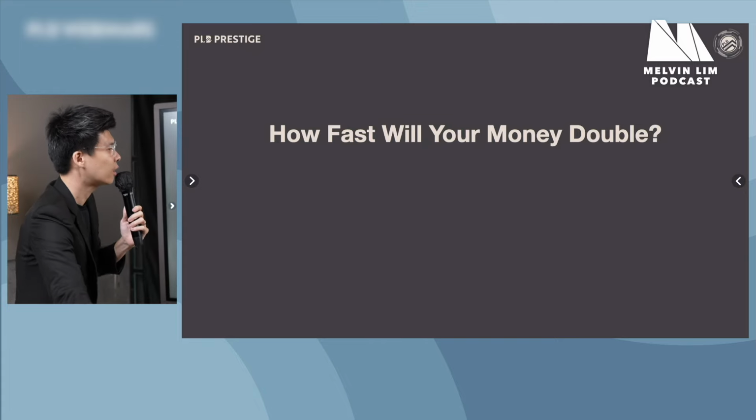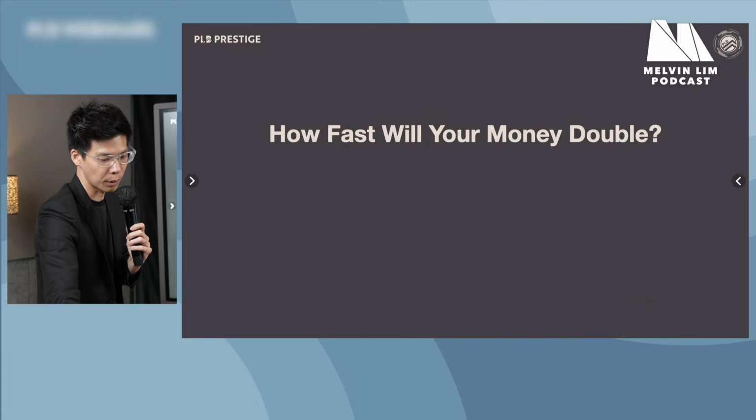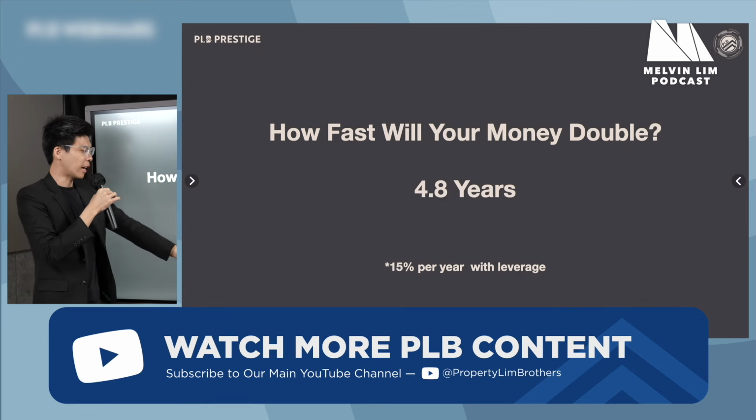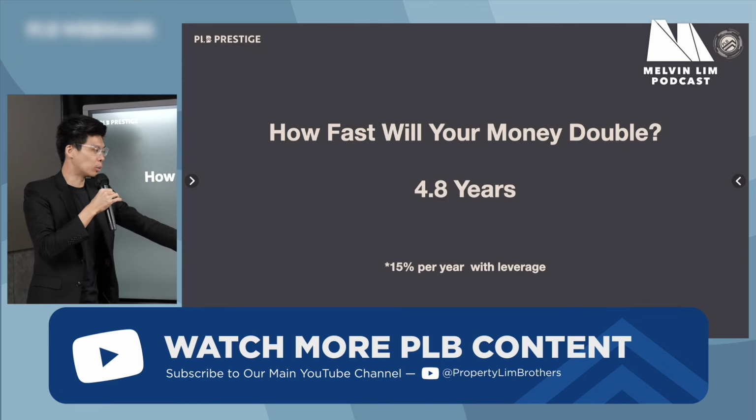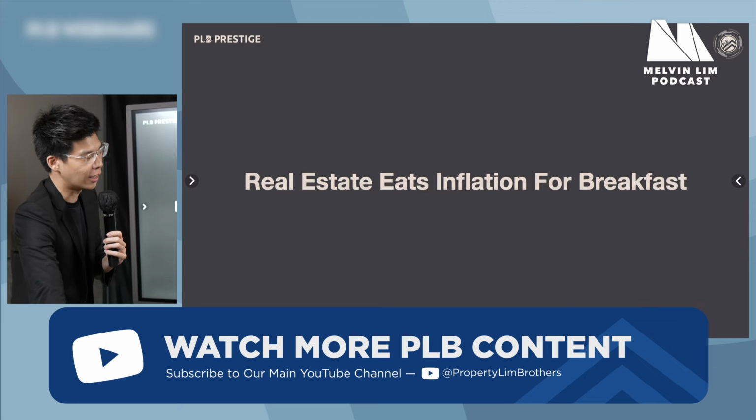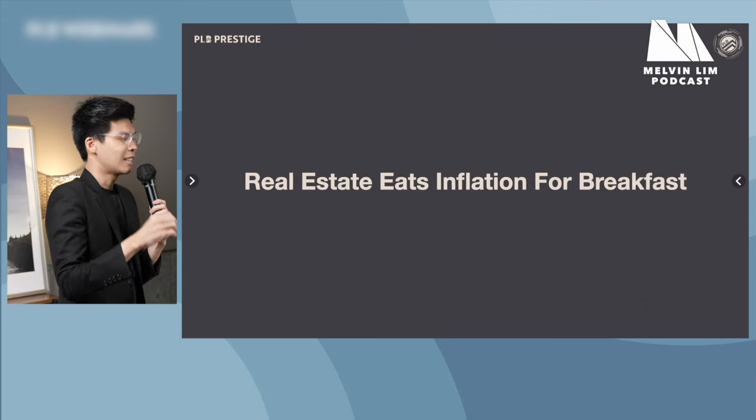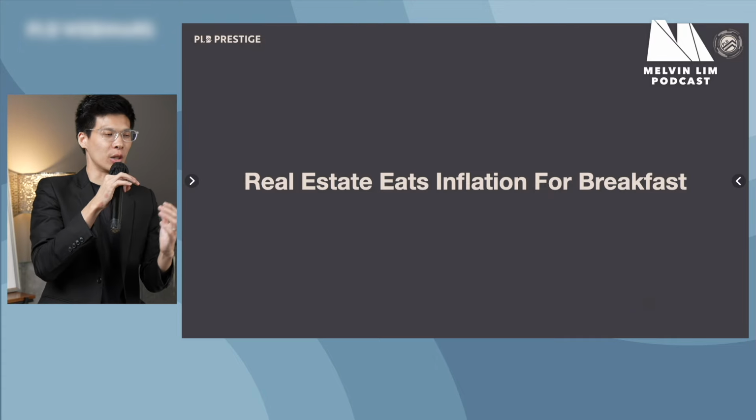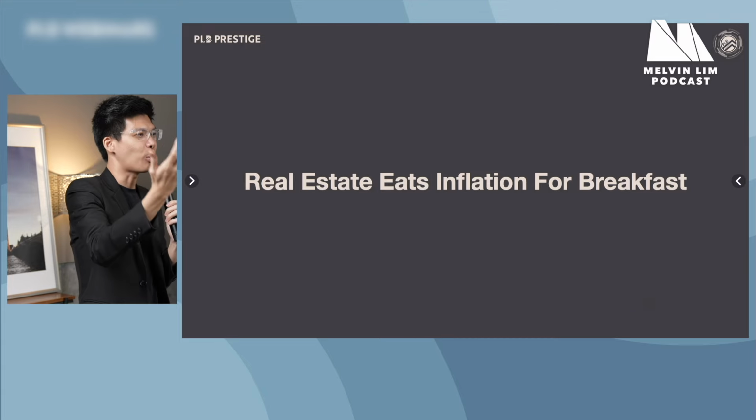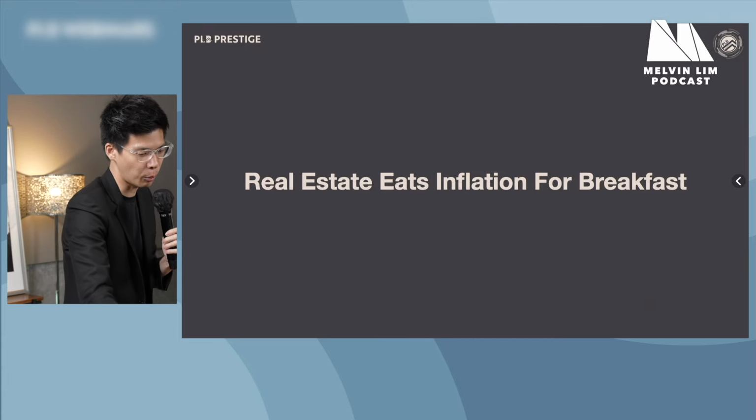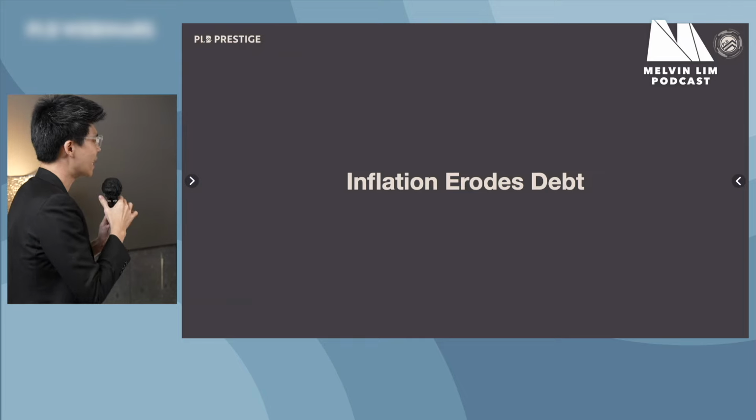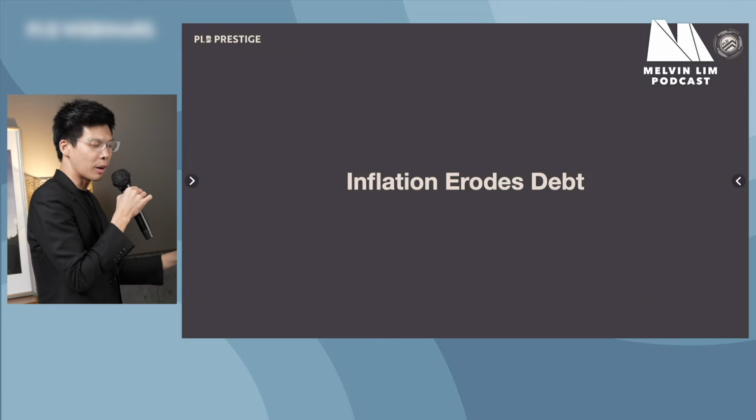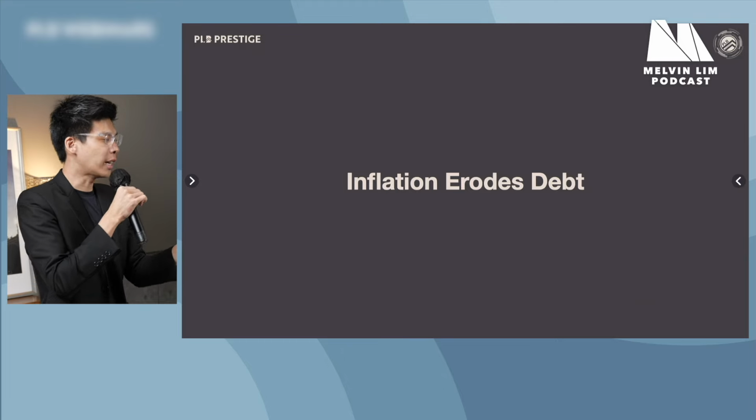We want to answer the question, how fast will your money actually double? And the answer will be, your money can double in 4.8 years as long as there is a 15% per year increase with leverage. And why we love that is because real estate eats inflation for breakfast. Whether land price increases or construction cost increases, it is essential for real estate prices to actually follow suit. That's why you can eat real estate for breakfast. And we also love that inflation helps to erode your debt. And that is why it is perfectly fine to take on good debt in real estate.